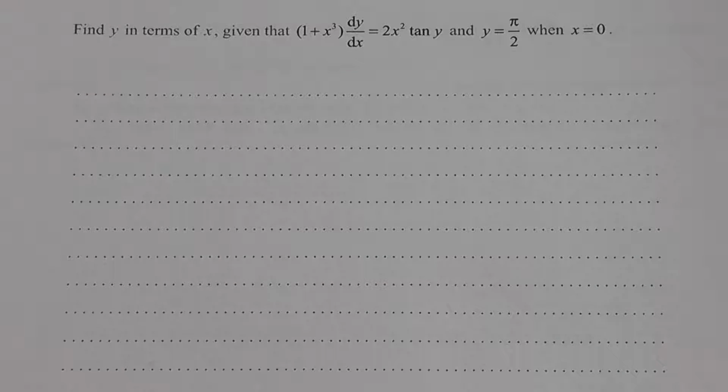This problem gives us a differential equation of first order, and it asks us to solve it. We have to find y in terms of x, and we're given that y is pi over 2 when x is 0. That will help us get rid of the constant when we eventually integrate this. Now, how do we integrate this? There are many techniques to integrate first-order differential equations, but this one is not so difficult. You can simply split the variables.